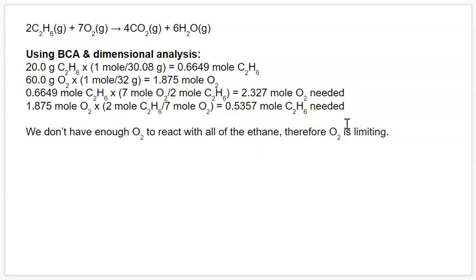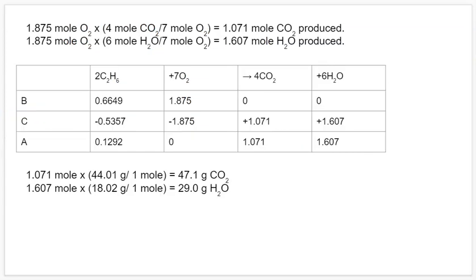Now we can compare what we need to what we have. The oxygen needed is more than the oxygen that we have, and the ethane needed is less than the ethane that we have. So therefore, ethane is going to be excess, and oxygen is going to be limiting. So then I can apply that with some more dimensional analysis and some more ratios to fill out my BCA table. So we assume that oxygen is going to be limiting, so it's going to start with our 1.875, and that's going to completely run out, so our change is going to be all of it.